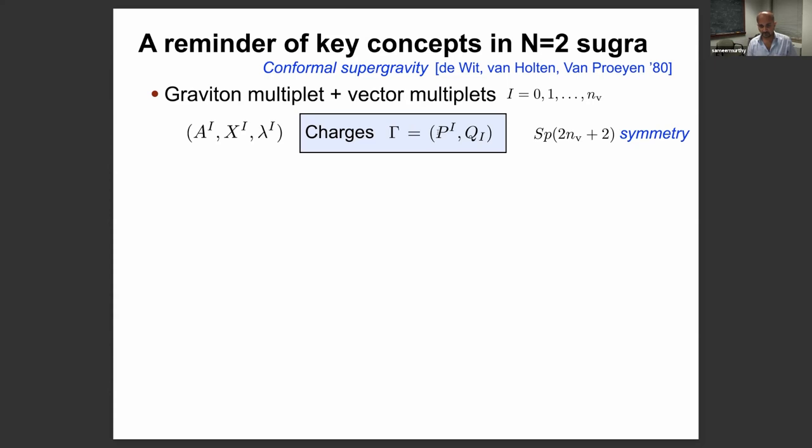And the magnetic and electric charges form a 2n_V plus 2 dimensional vector, and the classical supergravity has an Sp(2n_V+2) symmetry which rotates these charges. This is the electric-magnetic duality of the low energy supergravity. Okay. And this formalism is nice because it maintains this symmetry manifestly.